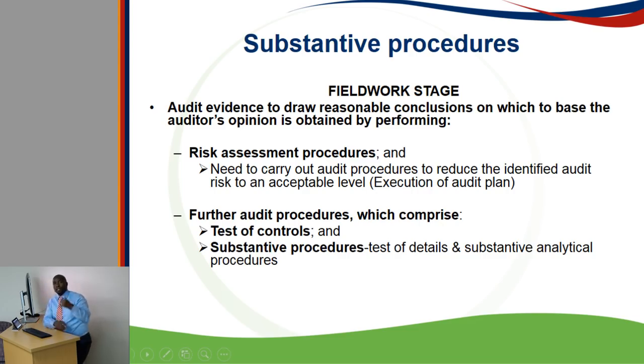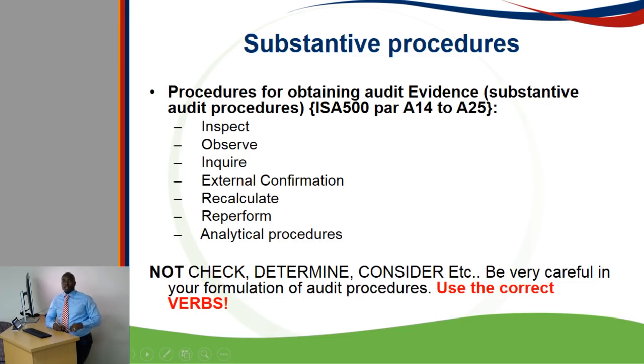So firstly, your risk assessment procedures, you'll carry out, obviously, to identify the risk and to reduce the risk to an acceptable level. And you'll perform further procedures, which are tests of control and substantive procedures. Substantive procedures being your tests of details and substantive analytical procedures, right? Now, the procedures that you can perform to obtain audit evidence are as such. You can perform these procedures using these keywords.